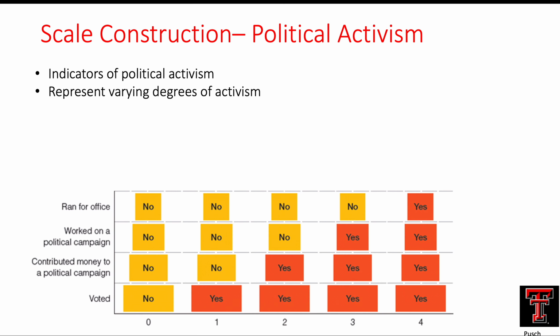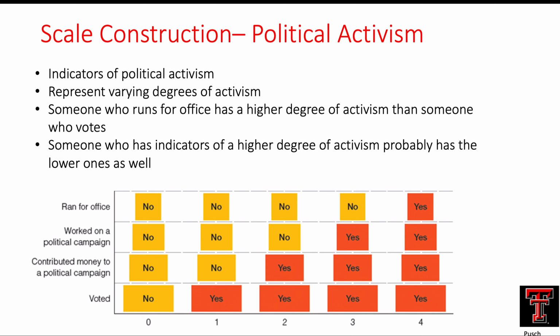Okay, so there are a few different types of scales that we're going to talk about, a few different ways of making scales. This is an example of a scale for political activism. There are indicators of political activism that represent these varying degrees. People who voted, most people tend to vote, and it's seen as a lower indicator of activism. A lot of people vote, and when we look at the highest degree of activism here, it's ran for office. Not a lot of people run for office.